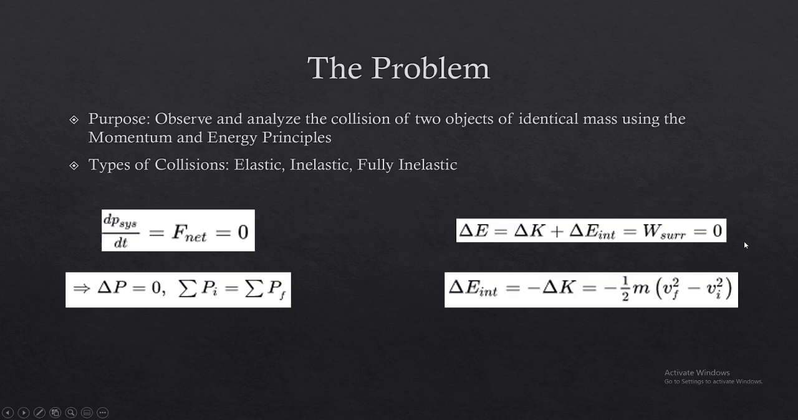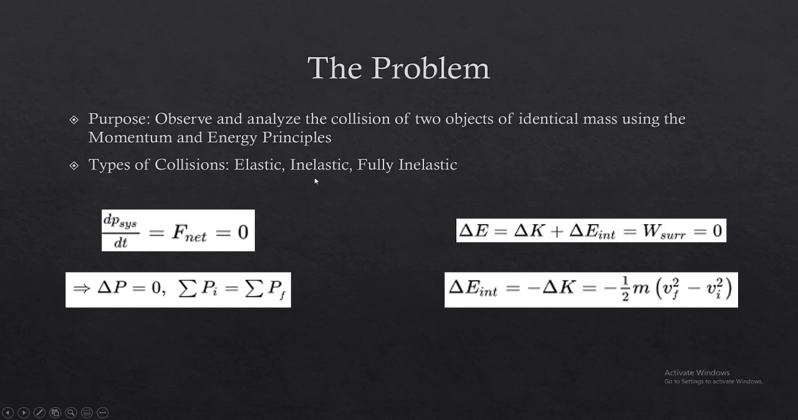Types of collisions are characterized by differences in their delta K and their delta E internal. For example, when we have elastic collisions, kinetic energy is conserved. That means that K final is equal to K initial, similar to how momentum is conserved here. Same kind of concept, right? In that case, where delta K is equal to 0, delta E internal must also equal 0 to satisfy the expression.